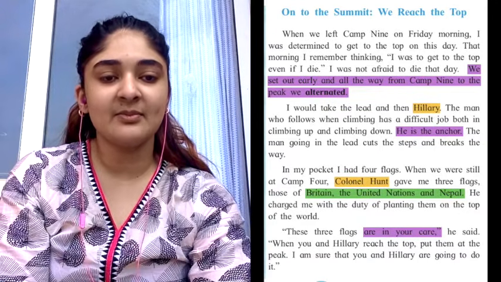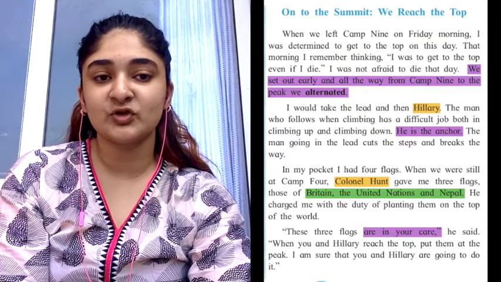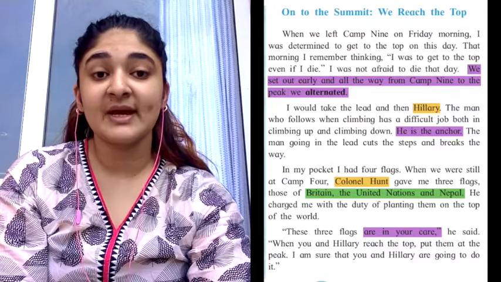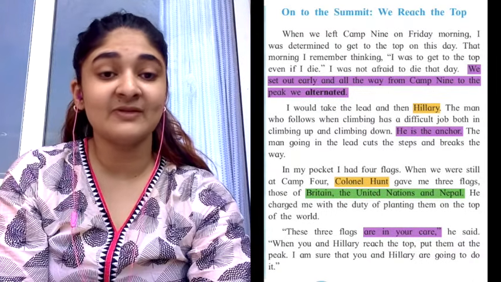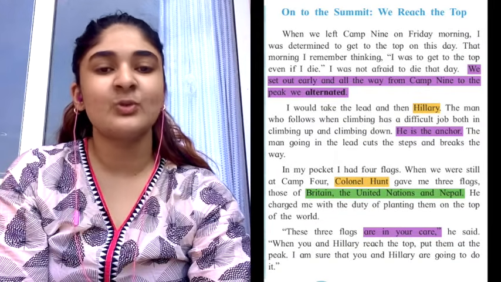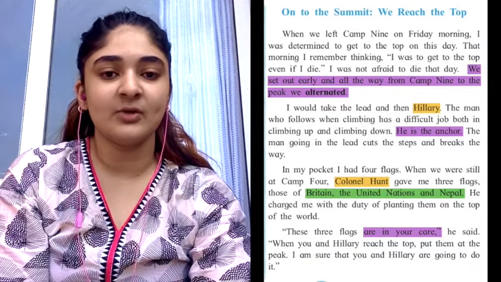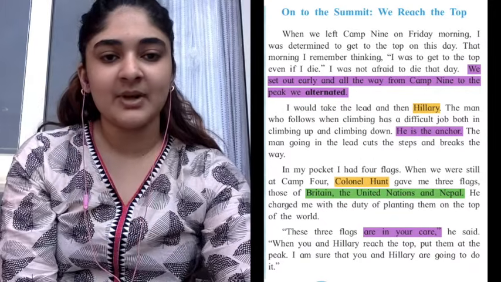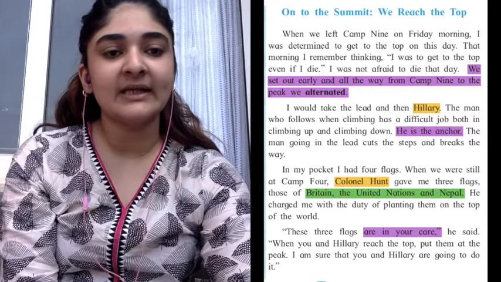When we left Camp 9 on Friday morning, I was determined to get to the top on this day. That morning, I remember thinking I was going to get to the top even if I die. I was not afraid to die that day. We set out early, and all the way from Camp 9 to the peak, we alternated. Paragraph 2: I would take the lead and then Hilary.